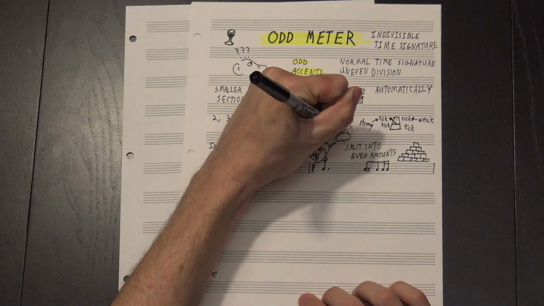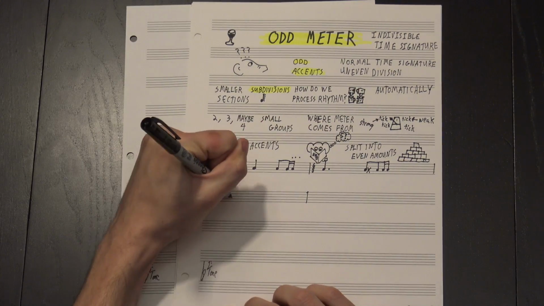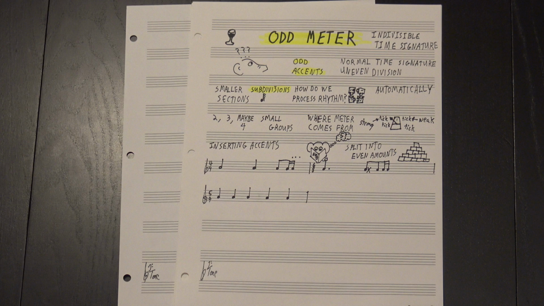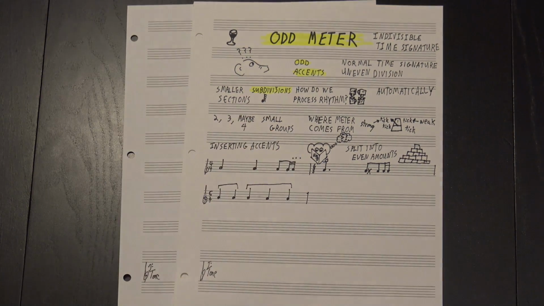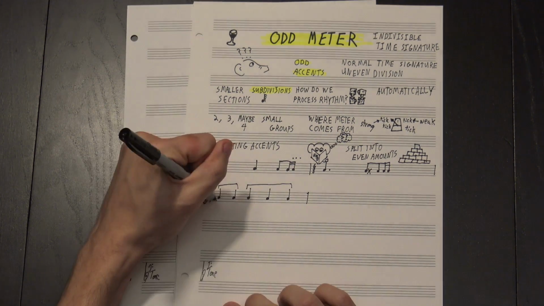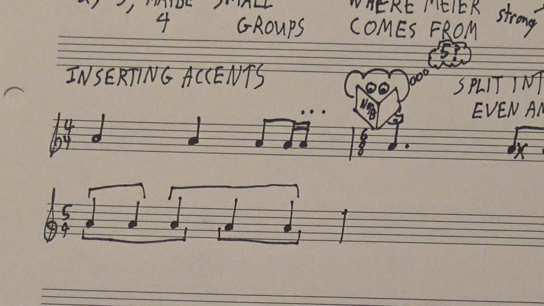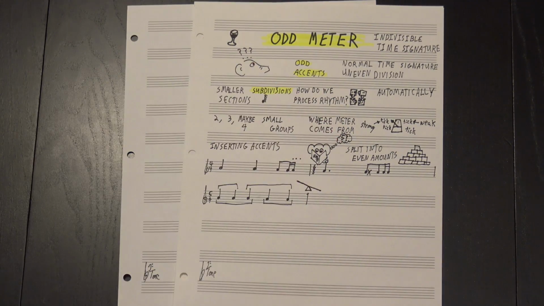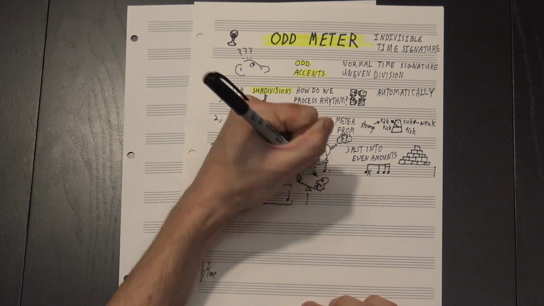The simplest example is 5. In 5/4, we have 5 quarter notes per bar. We can do that as 2 quarter notes, then 3, or 3 then 2. But either way, it feels lopsided. One group is always going to be bigger than the other.